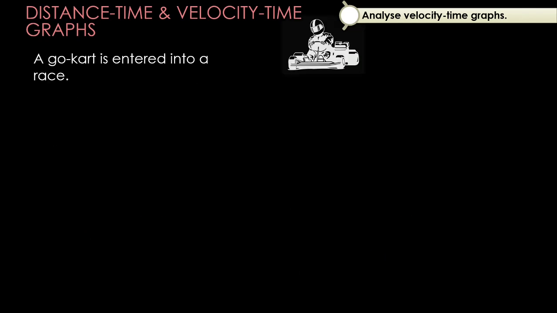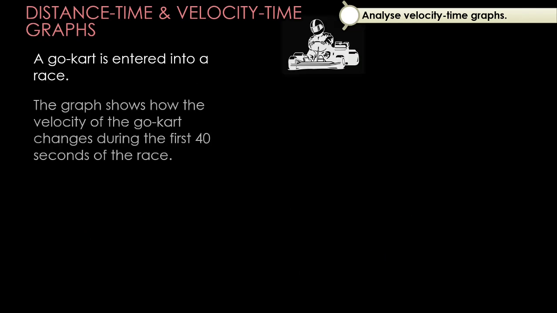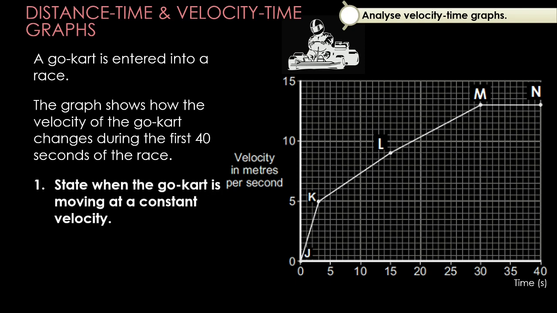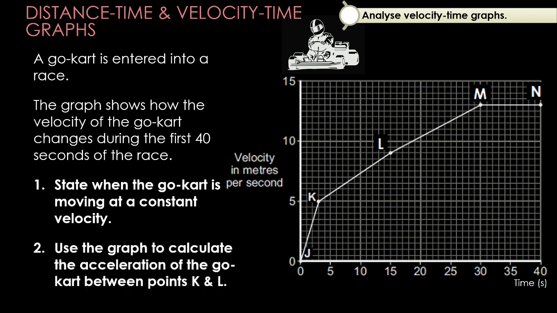Have a look at this. A go-kart gets entered into a race. This graph shows how the velocity of the go-kart changes during the first 40 seconds of the race. Two questions for you. One, state when the go-kart is moving at a constant velocity. And two, use the graph to calculate the acceleration of the go-kart between K and L. Pause the video, have a go, unpause to find out the answers.